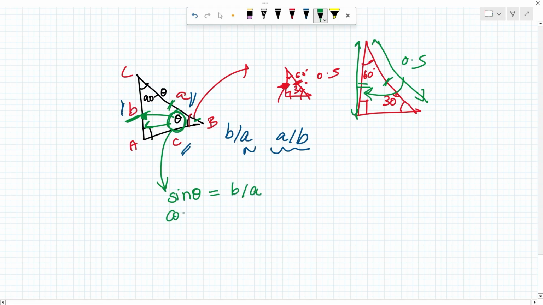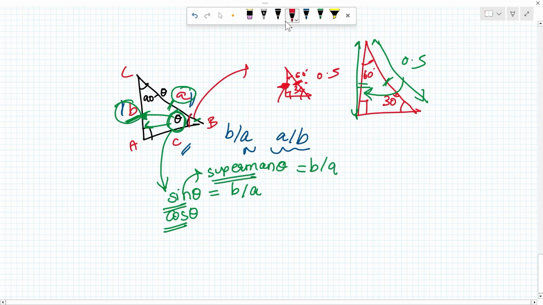Then we define something else. Sine and cos is just a name. I could have called it, instead of sine theta, Superman theta, and I could have defined Superman theta as the side opposite to angle theta divided by the hypotenuse. It's just a way of calling it. There's nothing great about it. It's just a name, sine, cos. There's nothing intimidating about it.